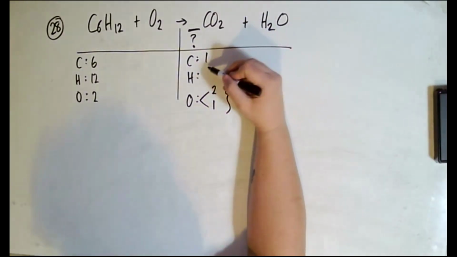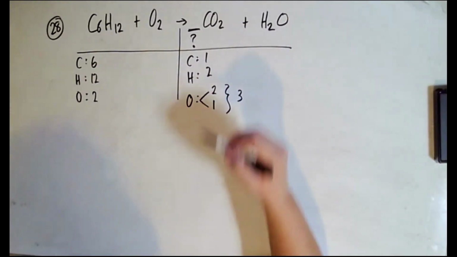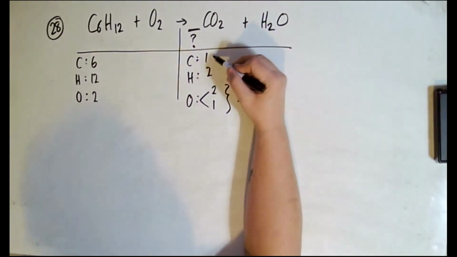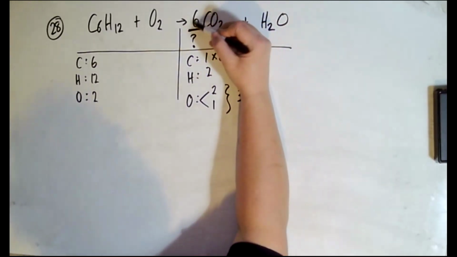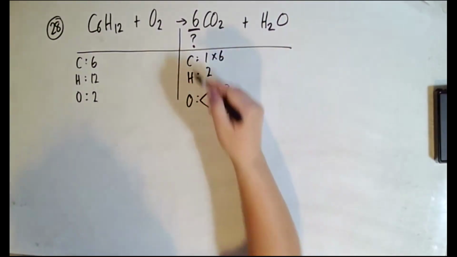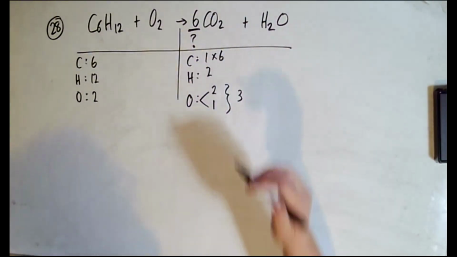Okay. We have 1 carbon and we have 2 hydrogens. So the first thing that we can do is balance the carbons and the hydrogens out. We know we'll have to multiply our carbon compound by 6. That doesn't mean that we can just answer 6 though, because we have to make sure everything else is balanced first.